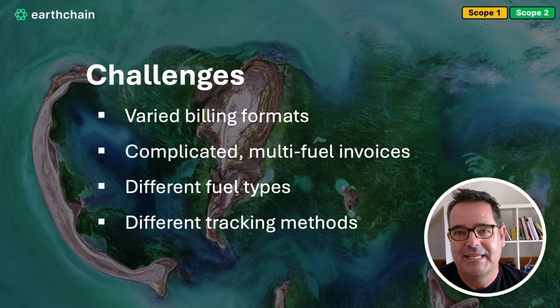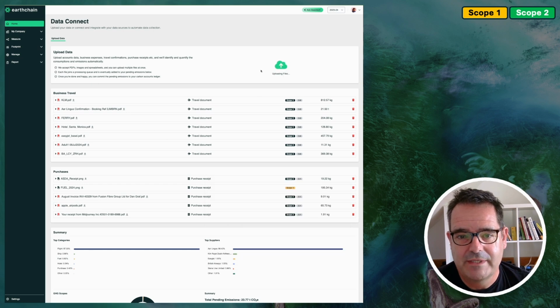If you use your utility bills, you're dealing with different billing formats, potentially for multiple different fuels across different time periods, all within the same invoice. Each supplier may use different units, and there are varying methods of tracking the energy consumption and deriving the emissions. Not to mention different emissions factors depending on, for example, energy grid mix, location, or fuel type. It's quite easy to make errors and get the time period or the units wrong. Let me give you a quick demo of how we deal with this in Earthchain.